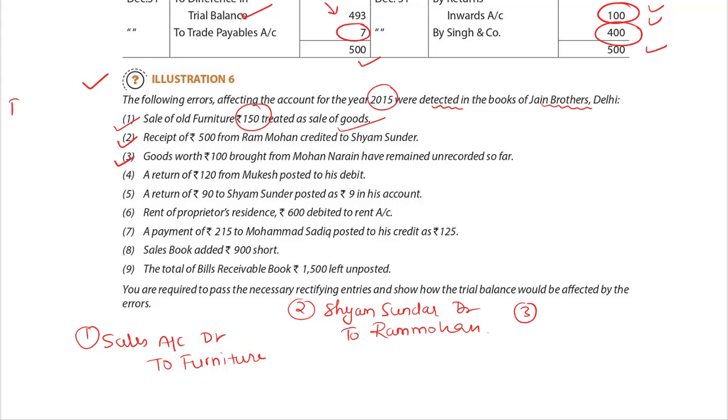Let's start with the third one. Goods worth 100 bought from Mohan Narayan have remained unrecorded so far. Error of omission. So we will record it now. We have purchased the goods from Mohan Narayan. The entry would be purchase account debit to Mohan Narayan.